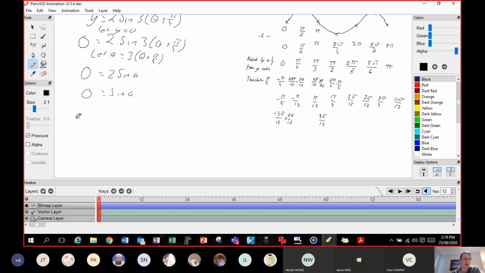Well, that means a will equal 0 when, obviously, we're talking about the unit circle, sine, talking about these points on the graph here and here. So it's going to be at 0, pi, 2 pi, 3 pi, 4 pi. That's what we realized here. 0, pi, that's when it equals 0. 2 pi, 3 pi, right? But we know we let a equal 3 theta plus pi on 4.